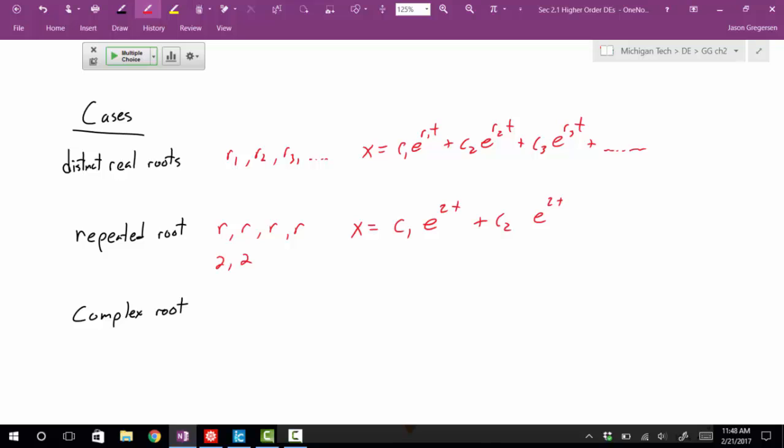In the first case, if those are different r values, those functions are linearly independent. But here, e to the 2t is not linearly independent from e to the 2t. So what do I do?